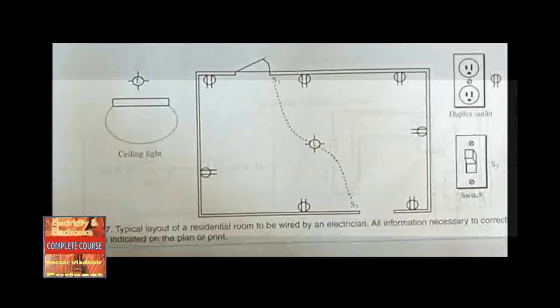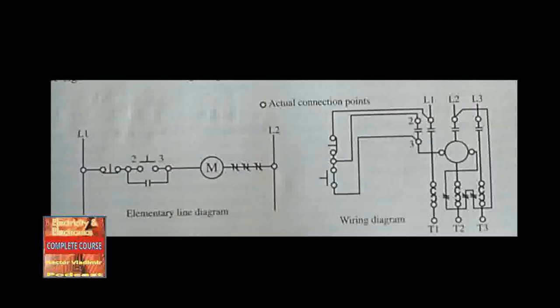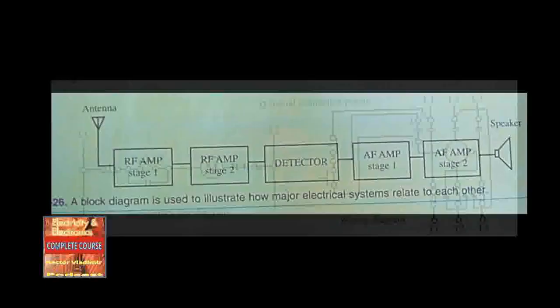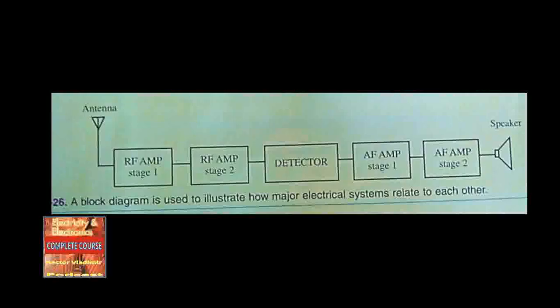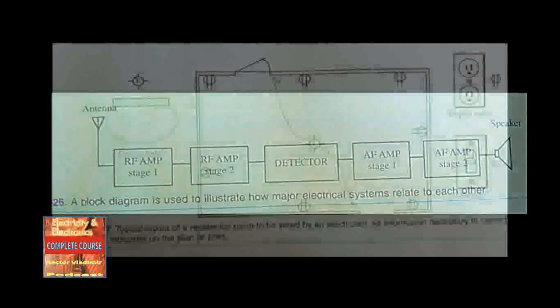In Figure 2-25, both the elementary line diagram and the wiring diagram shown here are of the same electrical system, but they are presented in two different ways. The elementary line diagram is used to clearly express how the circuit works. The wiring diagram is used to install the system. In Figure 2-26, a block diagram is used to illustrate how major electrical systems relate to each other.